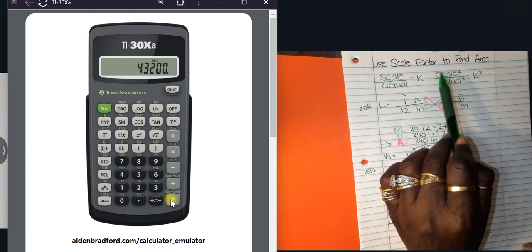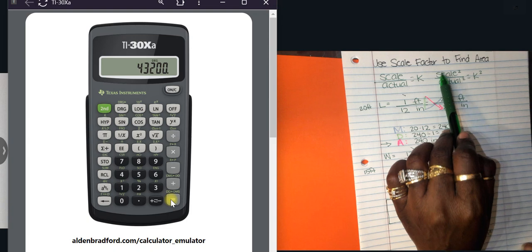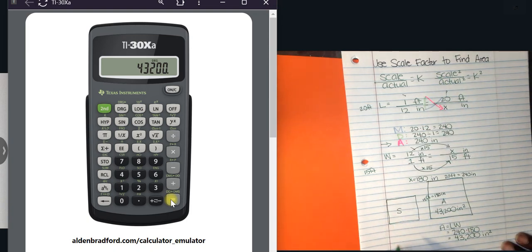And so now we need to figure out what the scale is. Is that what they asked us? No, the area. We need to find out the area of the scale. So let's plug in what we know.